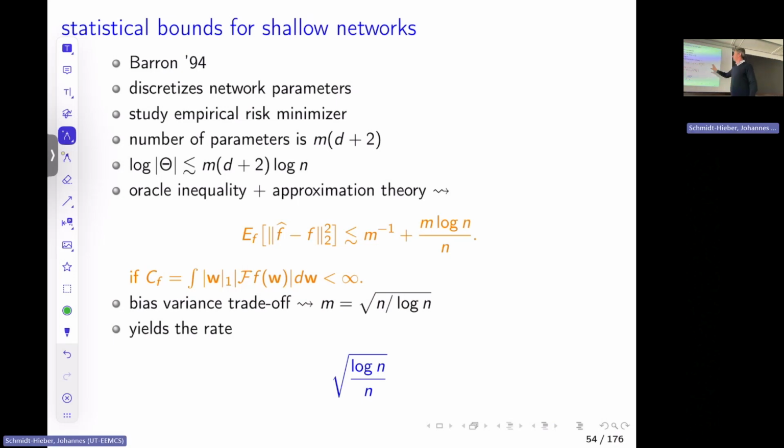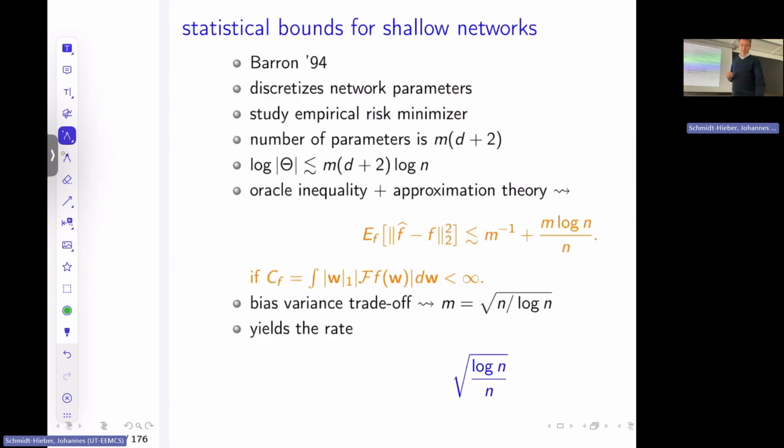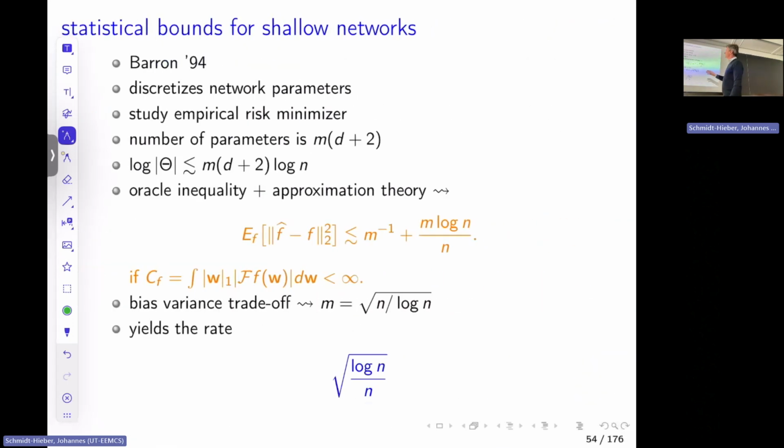Okay, so how is it then applied to get risk bounds for shallow neural networks? Here he works with a discrete set, so you have to quantize your weights. You can't say continuous nowadays. We can do continuous weights as well in oracle inequalities, but it was 1994. And how does he discretize it? Exactly the way you would discretize it. Overall, the number of parameters in your shallow network is m times (d plus 2).